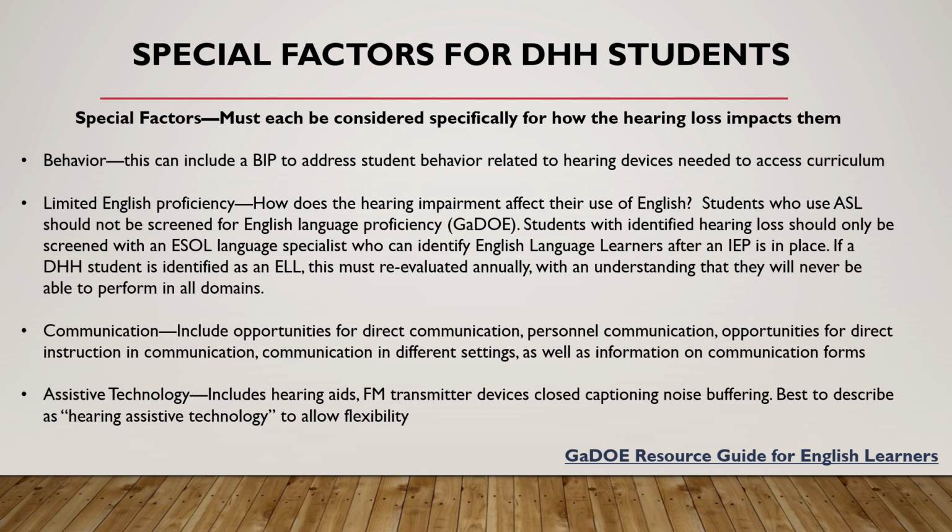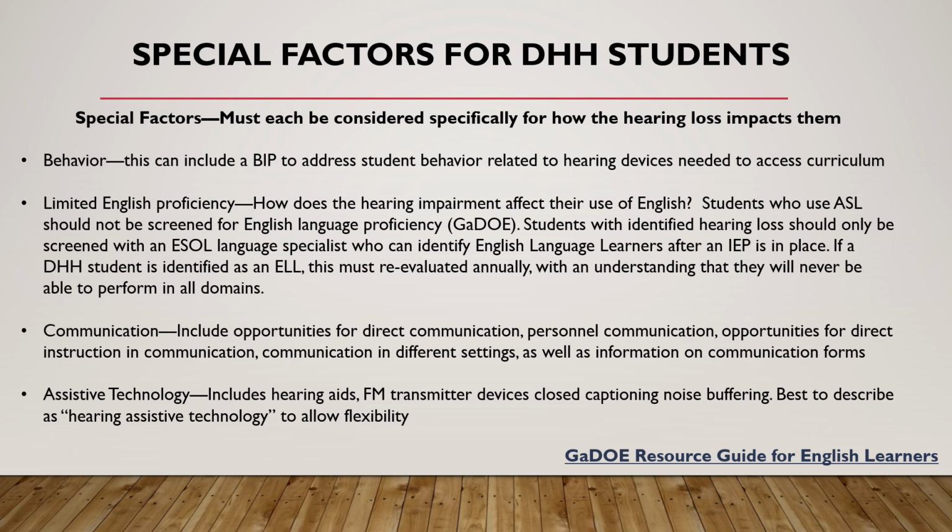When you get to the special factors section of the IEP for deaf and hard of hearing students, you have to consider these special factors specifically on how they are related to the hearing loss. When you look at behavior, in addition to any problematic disciplinary behavior problems, you might have a child who doesn't want to wear their hearing aid or to use their hearing devices. And if you have a child who has hearing loss and they're not using their devices, they're not going to be able to access the curriculum.